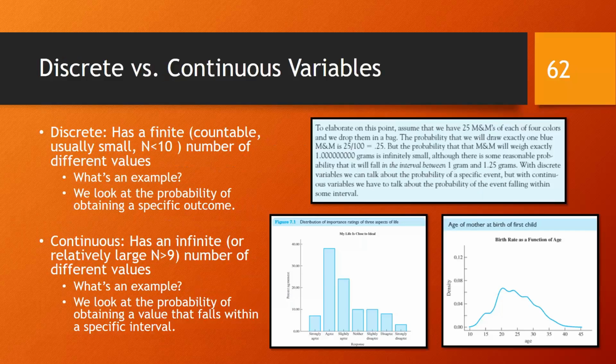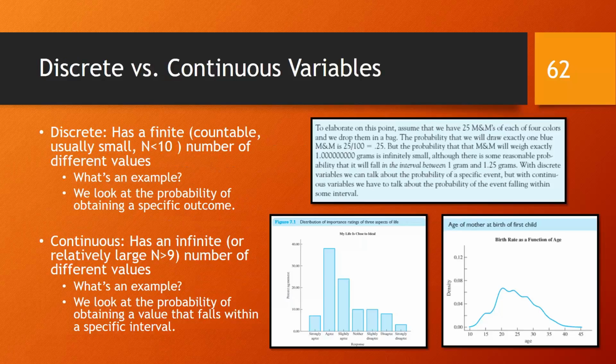What if we had 25 M&Ms of each of 4 colors? We drop them all into the same bag. The probability that we will draw exactly one blue M&M is 1 divided by 4, or 25%. Now let's think about the weight of an M&M. They don't have very much weight, but I doubt that they are all the same weight exactly. Here we have an example.